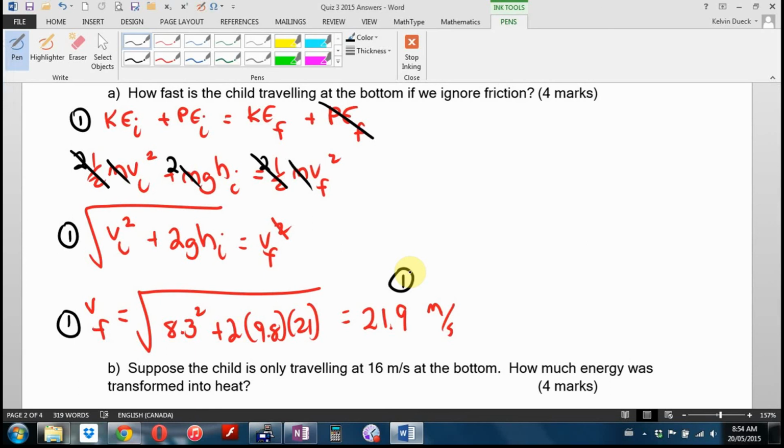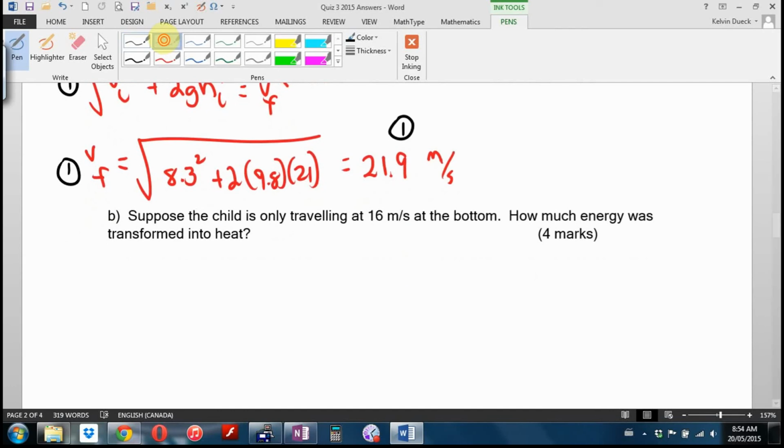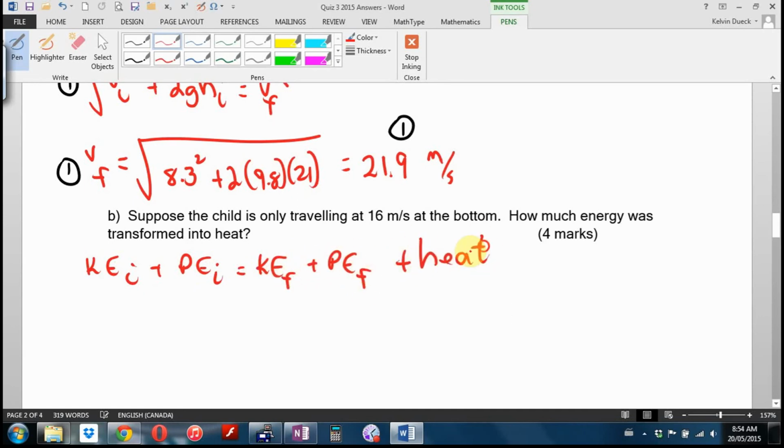Suppose they're only going 16 meters per second at the bottom. How much energy was transformed? By the way, I said transformed into heat. Actually, a lot of it gets passed on to the water molecules because you give the water molecules some kinetic energy because you're pushing them. But I didn't want to get into all that, so I just said we'll call it all heat. Well, KE initial plus PE initial equals KE final plus PE final plus heat.